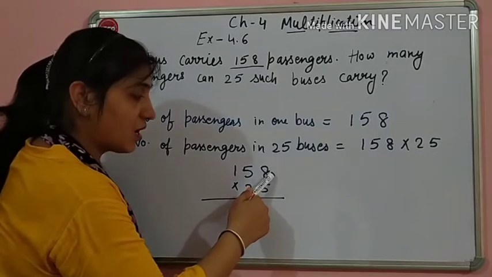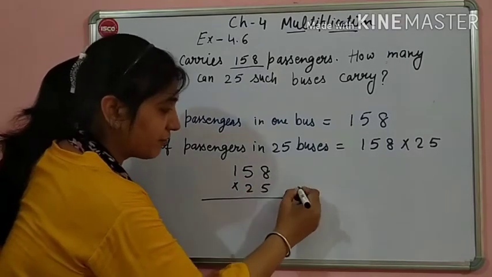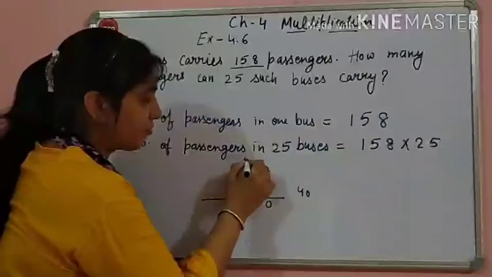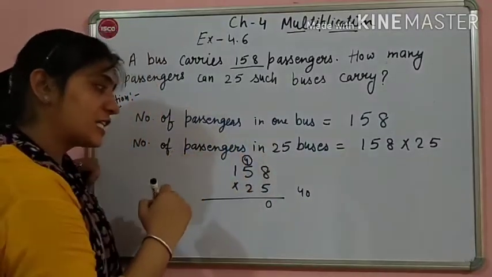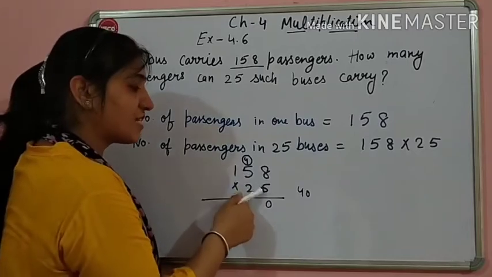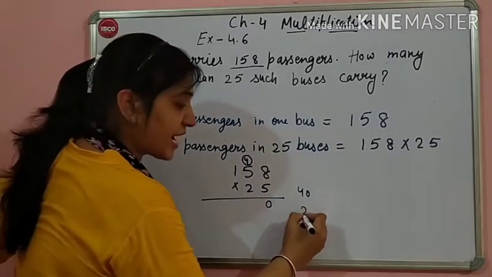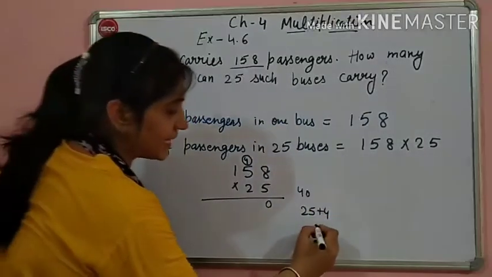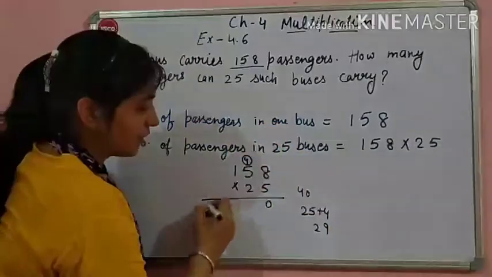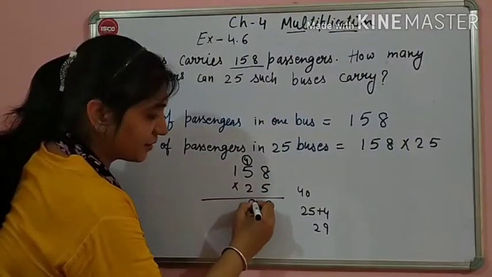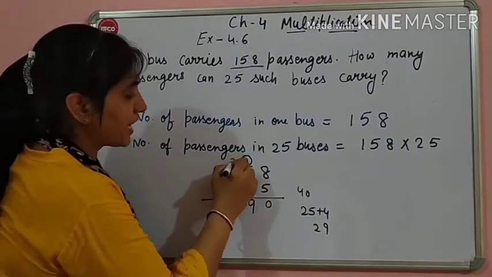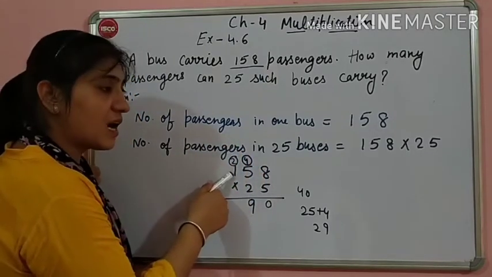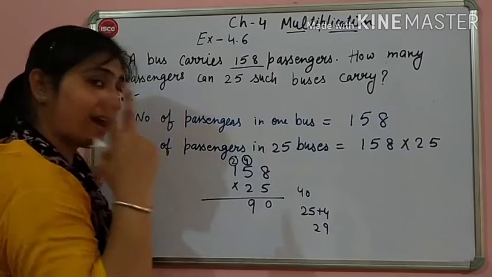5 8s are 40. We will write here 0 and 4 carry over to the next place. 5 5s are 25. 25 and 4, 29. So I will write here 9 and 2 carry over to the next place. 5 1s are 5. 5 and 2, 7.